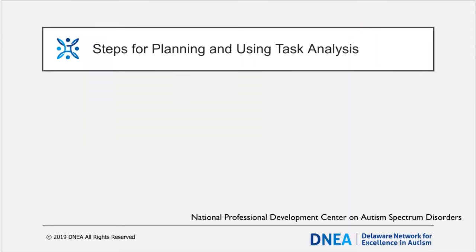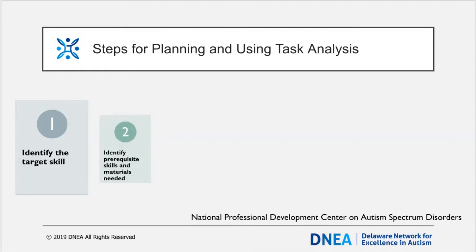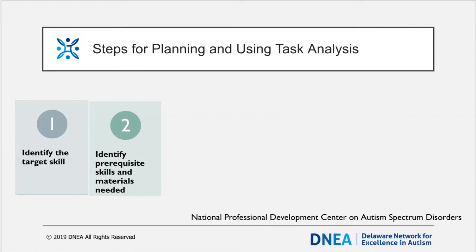There are 6 steps for planning and using a task analysis. The first is to identify the target skill. Remember, task analyses are only used to teach chain behaviors. That is, behaviors that are comprised of multiple steps. Once you have identified the target skill, determine if there are any prerequisite skills or materials that might be needed. Then you are going to break the skill down into its individual, discrete steps. This is your task analysis.